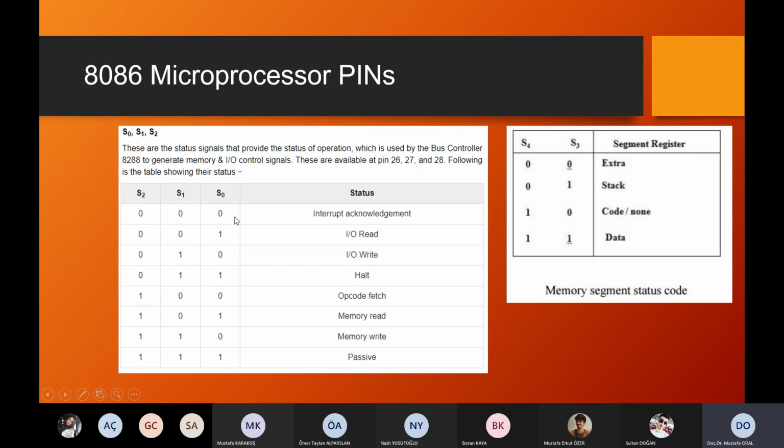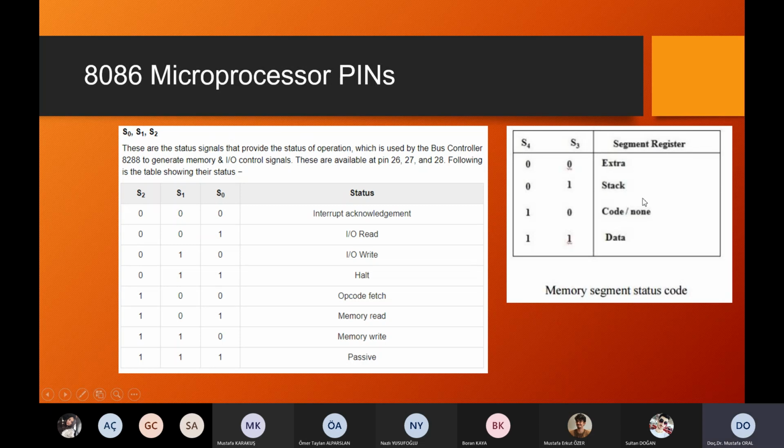If it is 000, it has received an interrupt request, and now it is acknowledging it. And if it is 011, it has been halted, as in the case of waiting states. And if it is 100, it is fetching an opcode from memory. It is trying to get the next instruction. And whenever it is 111, it is passive.